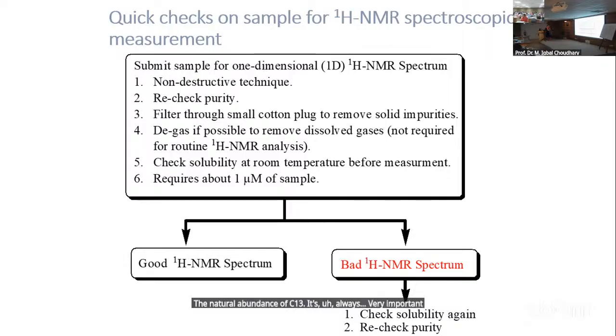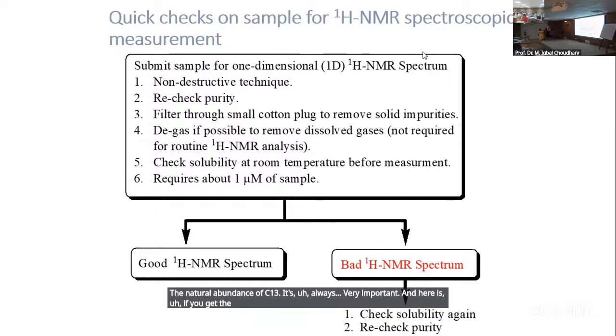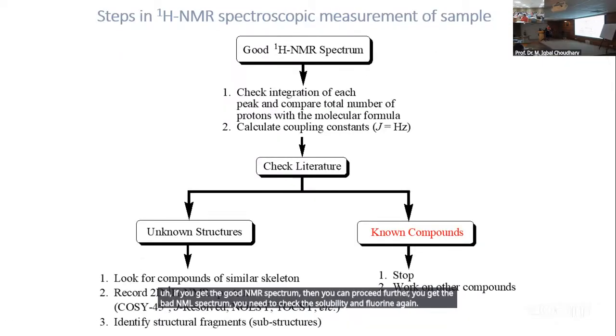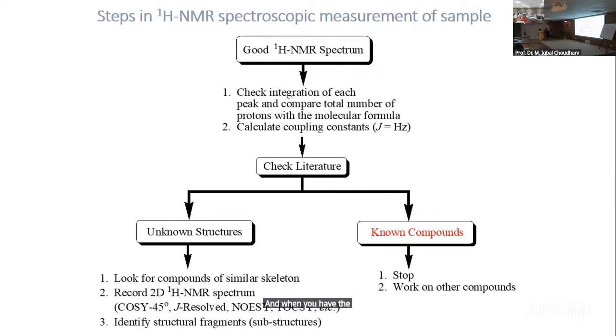If you get a good NMR spectrum, then you can proceed further. If you get a bad NMR spectrum, you need to check the solubility and purity again. When you have a good NMR spectrum, you can check the integration and compare it with your formula, calculate the J value, and check the literature. If it is a known compound, then you need to stop working.